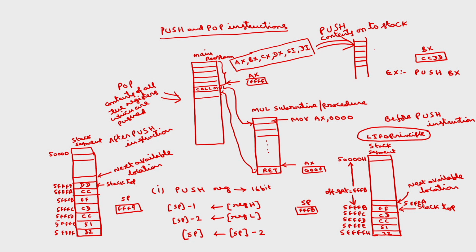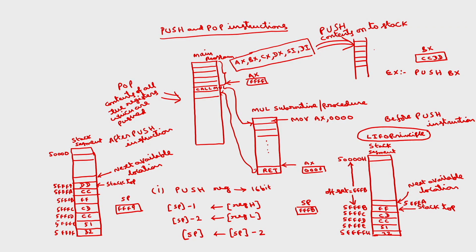Okay. So the higher order register contents will be saved onto SP minus 1, the lower order onto SP minus 2, and SP becomes SP minus 2. Now the next available location will be this. This is before the push operation, this is after the push operation. Now the reverse operation, as I have told here. After the call, we are going to push the contents of all the registers, and before the return we have to pop all the registers.